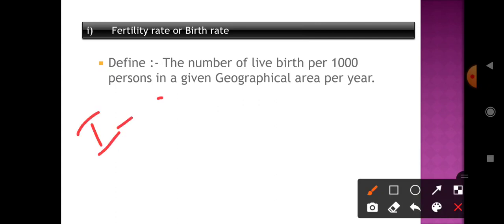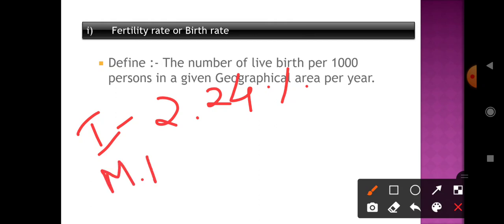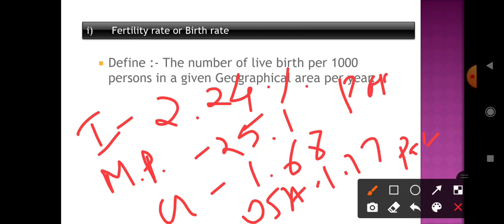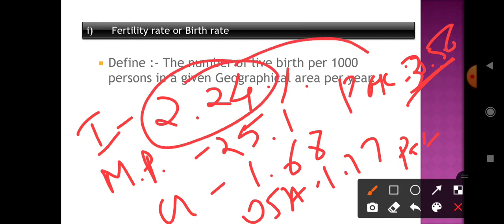India is having 2.24%. It is in percent. What is the birth rate of India? 2.24%. If I'm talking about MP, Madhya Pradesh, it is 25.1. China 1.68, USA 1.77, and Pakistan is 3.56. So now you can understand the number one where the most children are taking birth: Pakistan 3.56. Second one, India 2.24.